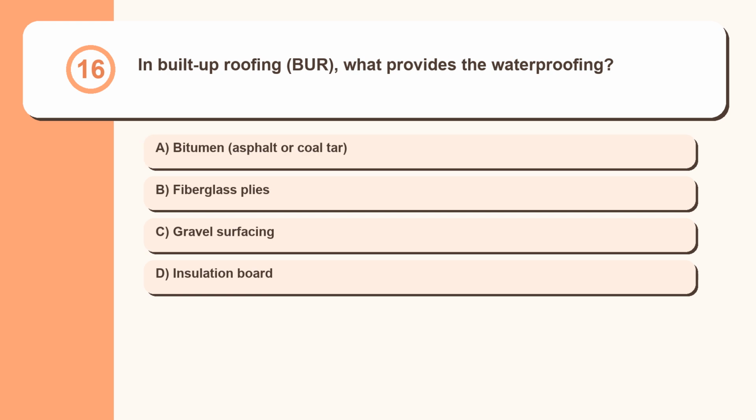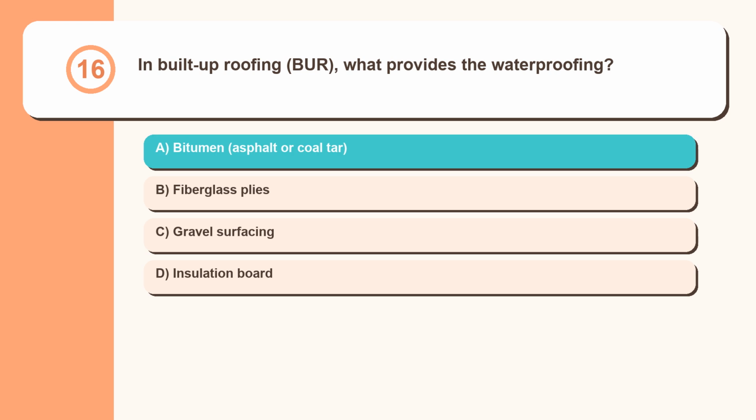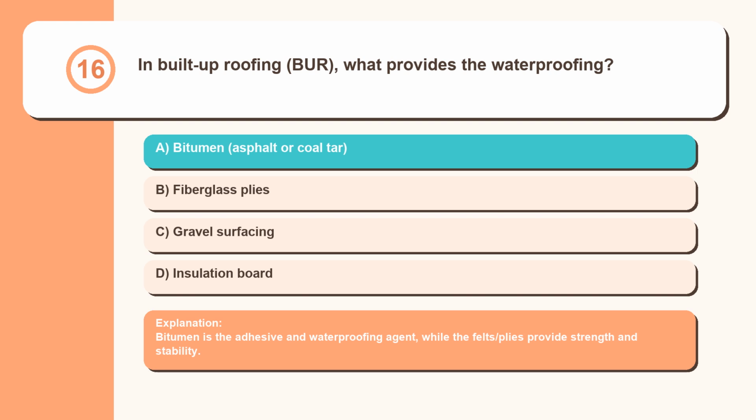Question 16. In built-up roofing, what provides the waterproofing? Bitumen, asphalt or coal tar, fiberglass plies, gravel surfacing, insulation board. Bitumen is the adhesive and waterproofing agent, while the felt plies provide strength and stability.